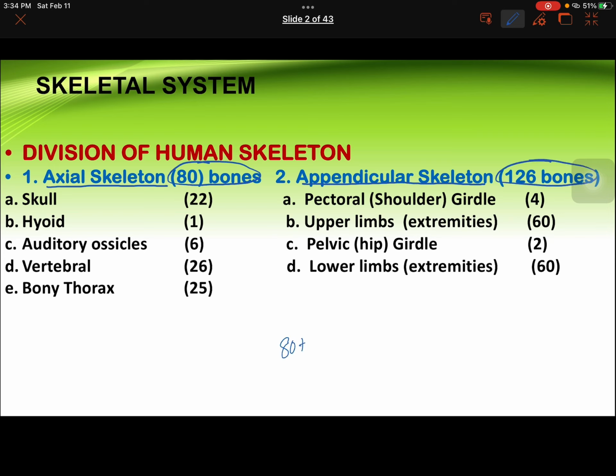So in an adult, 126 plus 80, that comprises 206 bones in total. The axial skeleton is further subdivided into the skull, the hyoid, the auditory ossicles, the vertebral bones, and the bony thorax, as well as the appendicular, the pectoral, the upper limbs, the pelvic, and the lower limbs.